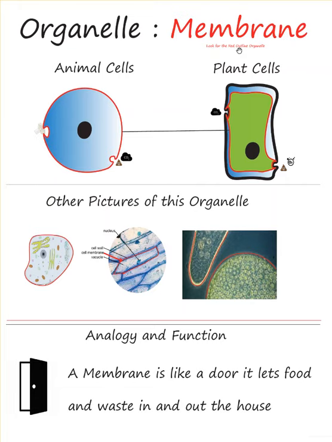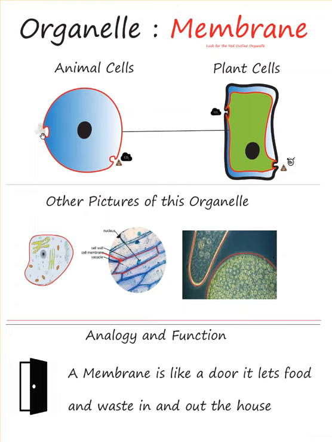Now, you can't read this right here, it's kind of small, but I'll read it for you. It says, look for the red outline organelle to show you what the membrane looks like. So the membrane would be this red line that is around this animal cell, and the red line that's around this plant cell. Now, the membrane holds all the organelles. So it's the area that holds all the organelles.